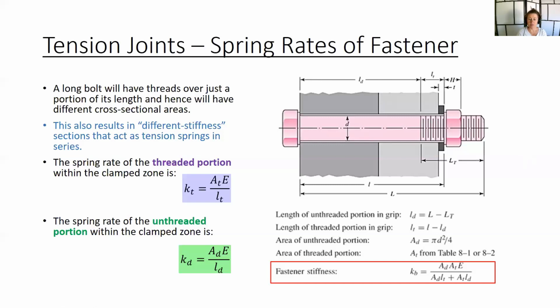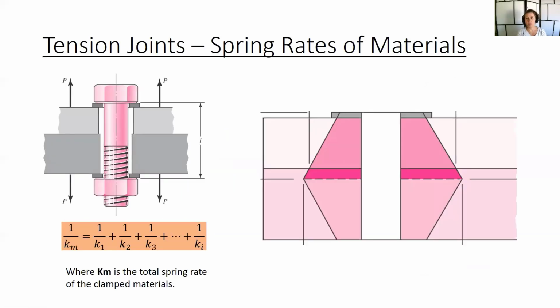So the spring rates of the threaded and unthreaded portions can be combined into an estimated effective stiffness within the clamped zone, and this is given as KB. The red box is showing KB, and that's what we just call the fastener stiffness. So we need to determine the stiffness of the fastener, but also the stiffness of the members or materials within the clamped zone. Both of these stiffnesses must be known in order to learn what happens when the assembled connection is subjected to external tensile loading.